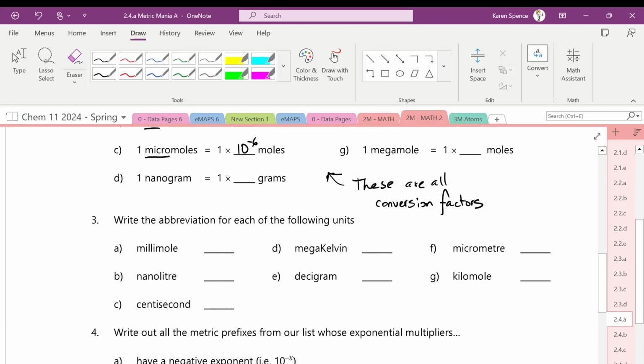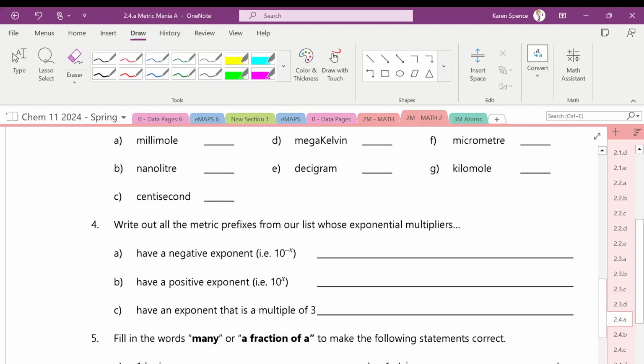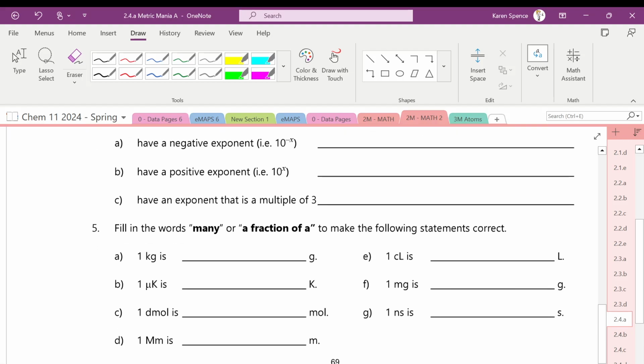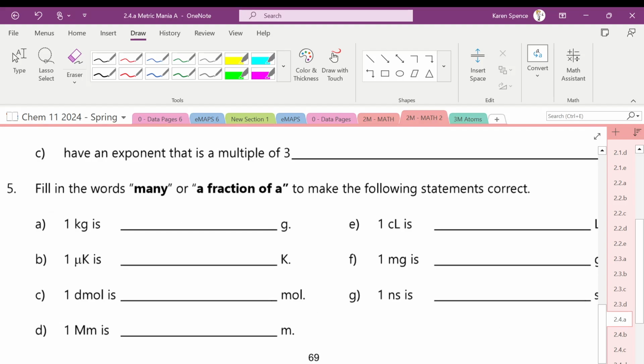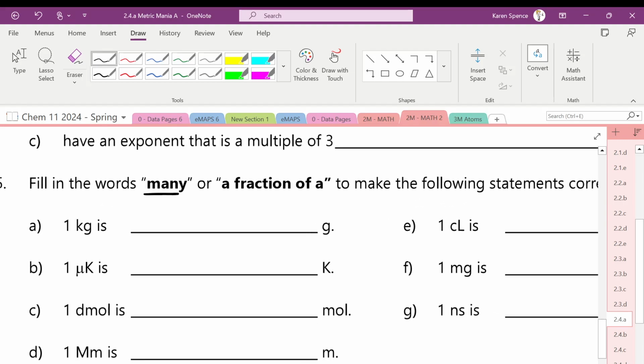And this is just practicing your abbreviations. This is just a little bit more. Now, down at the bottom, I'd like you to take a look at number 5. Is a kilogram many grams, or is a kilogram a fraction of a gram? Tell your partner, is a kilogram many grams, or is a kilogram a fraction of a gram?